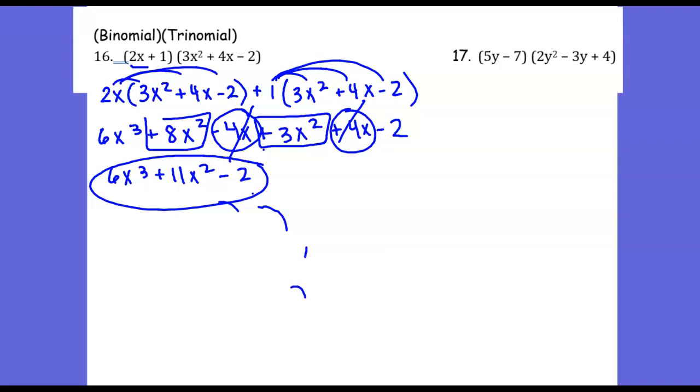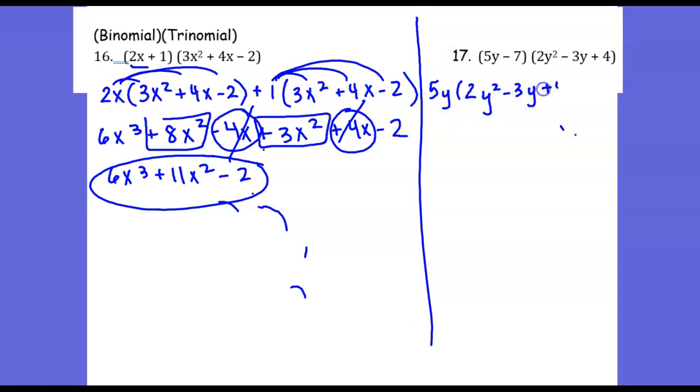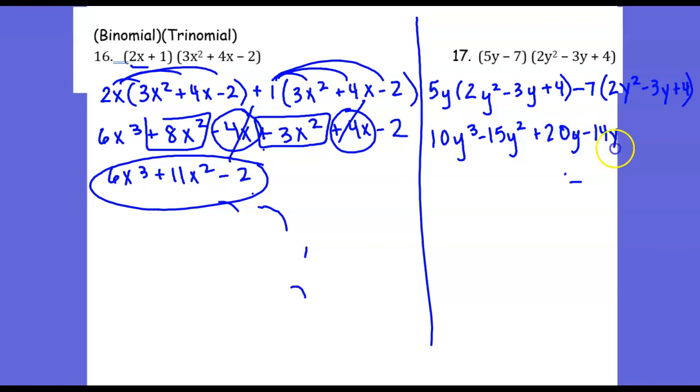All right, number 17, we do the same thing. We take our 5y and distribute it to 2y squared minus 3y plus 4. Then I'm going to run out of space, but I'm going to do negative 7 times 2y squared minus 3y plus 4. When we multiply straight across, we get 10y to the third minus 15y squared plus 20y minus 14y squared plus 21y minus 28.